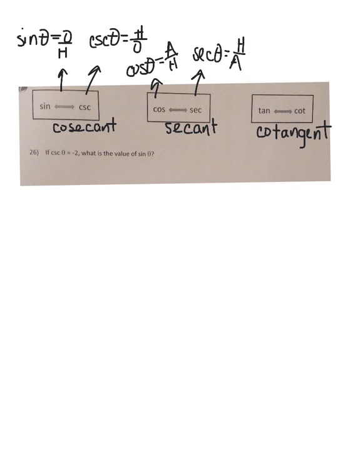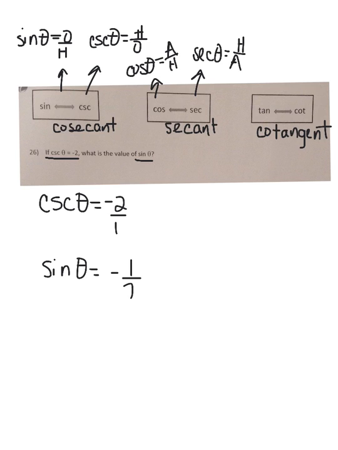Number 26 asks you to find the value of sine when you're given cosecant. So that's looking at this first box right here, and we see that they're reciprocal trig functions of each other. So basically the way this works is this. If I know that the cosecant of theta is -2, technically over 1, right? Then that means that the sine of that same angle should be its reciprocal because they're reciprocal trig functions. So that would be -1/2. And that's it. It's really not that difficult, right?